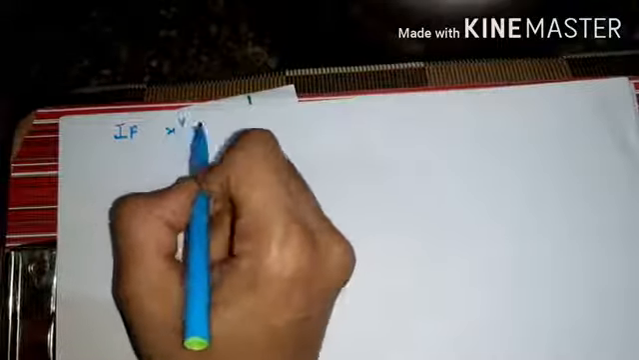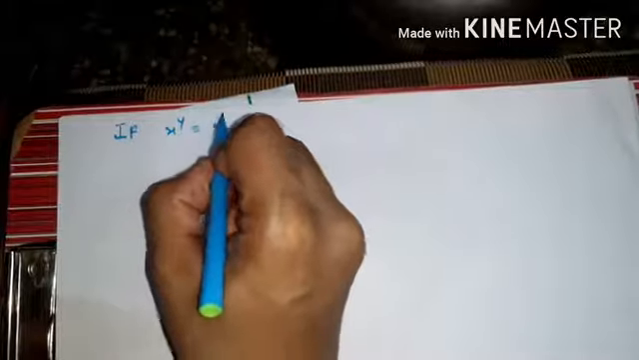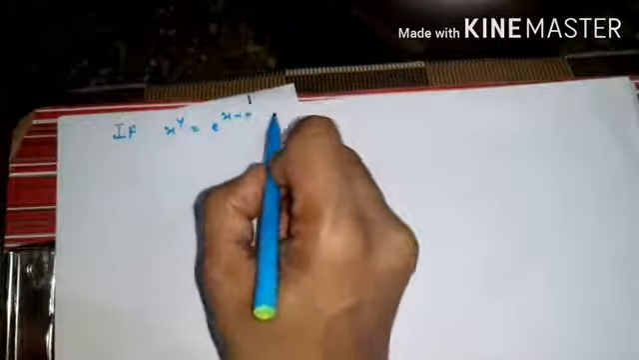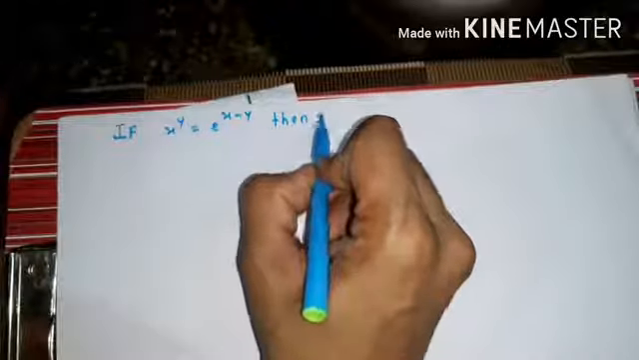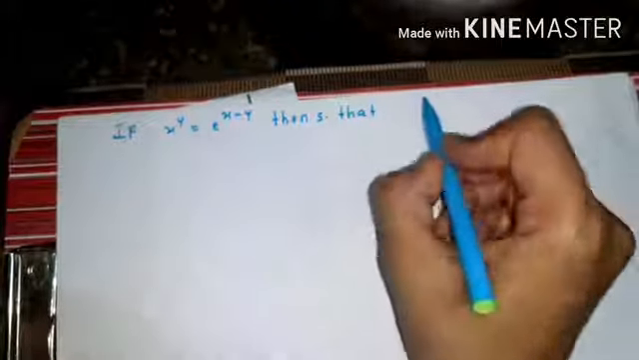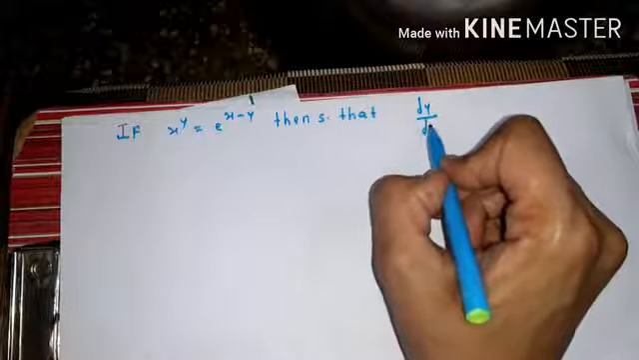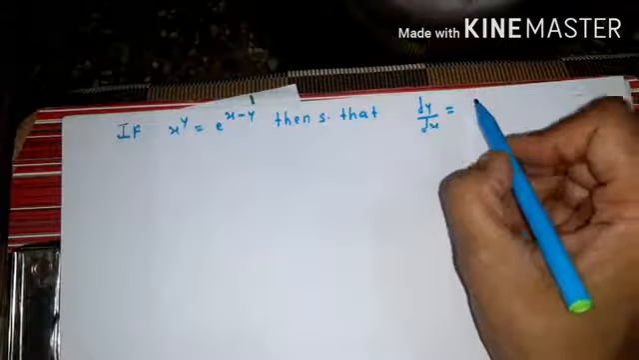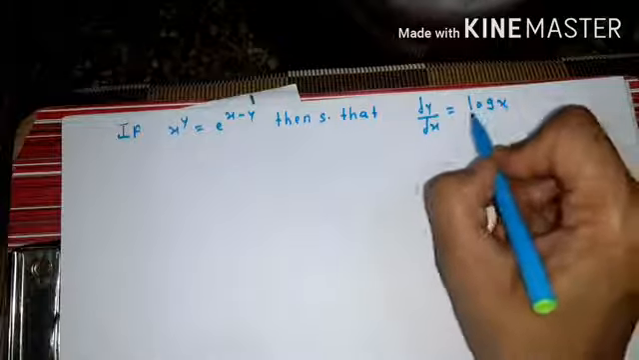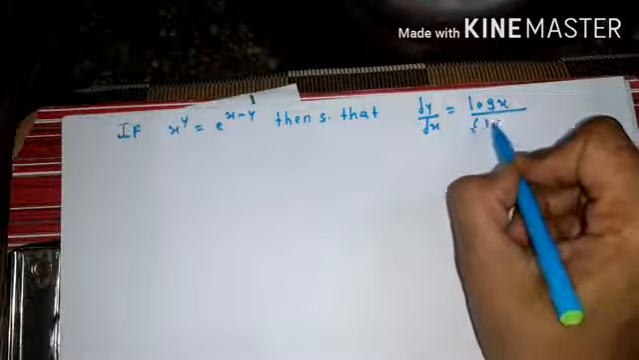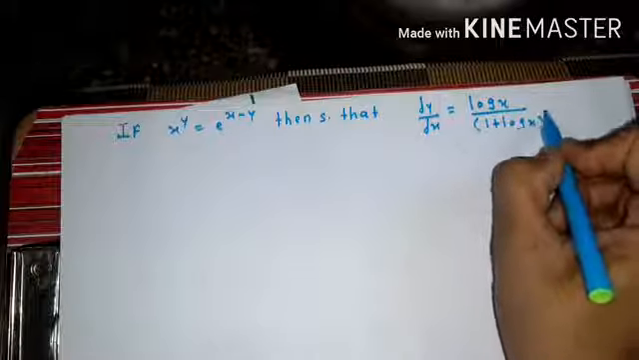If x raised to y equal to e raised to x minus y, then show that dy by dx equal to log of x upon (1 plus log of x) whole square.